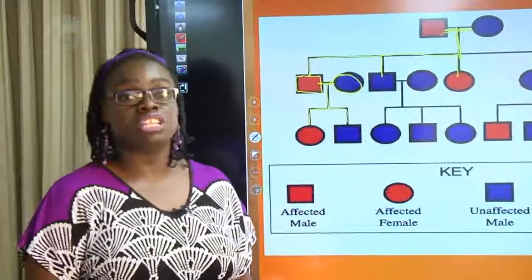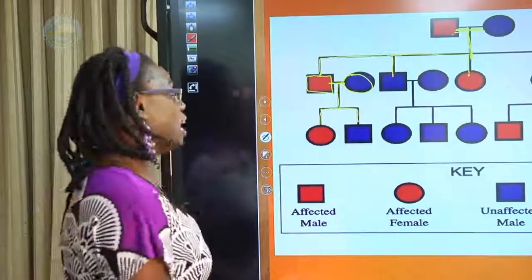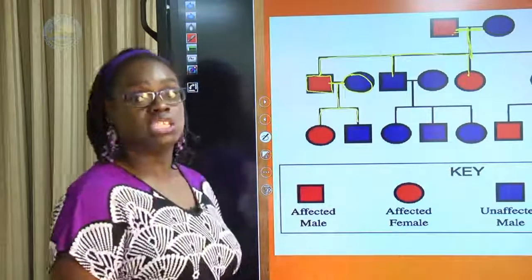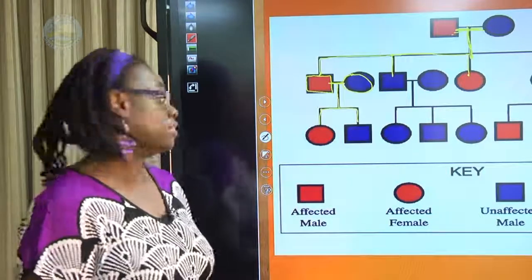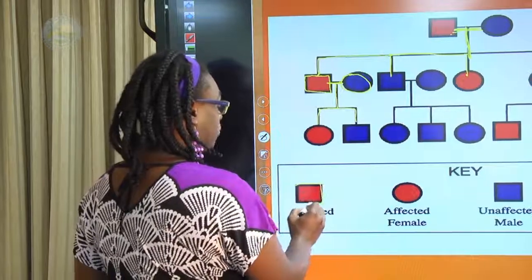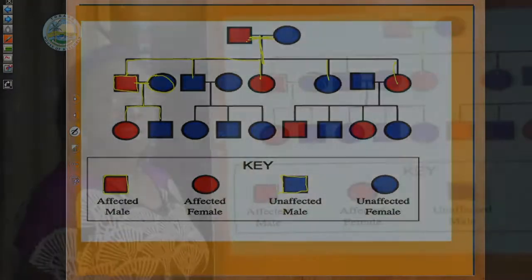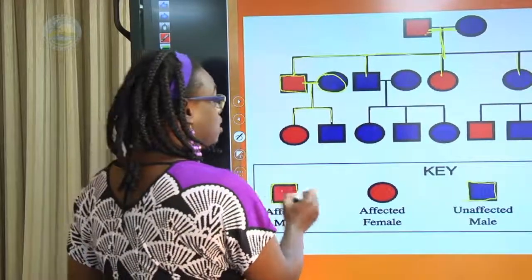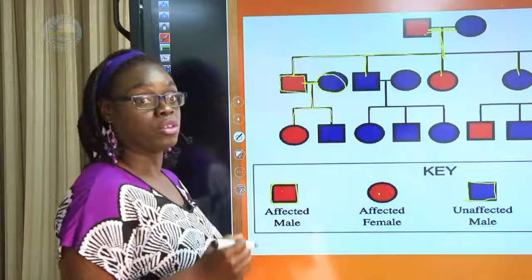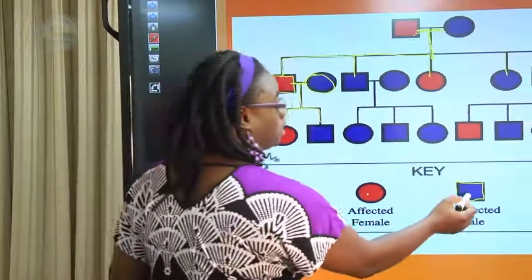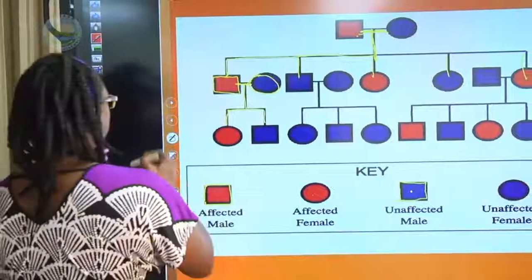Now most pedigree charts have a key. In this particular example, the key indicates who is male and who is female and what is the trait that we're looking at. All our squares are our males, and all our circles are, of course, females. For this example, the red shapes indicate the persons who have the trait or the disease that we're looking at, and the unaffected persons are the ones in blue.